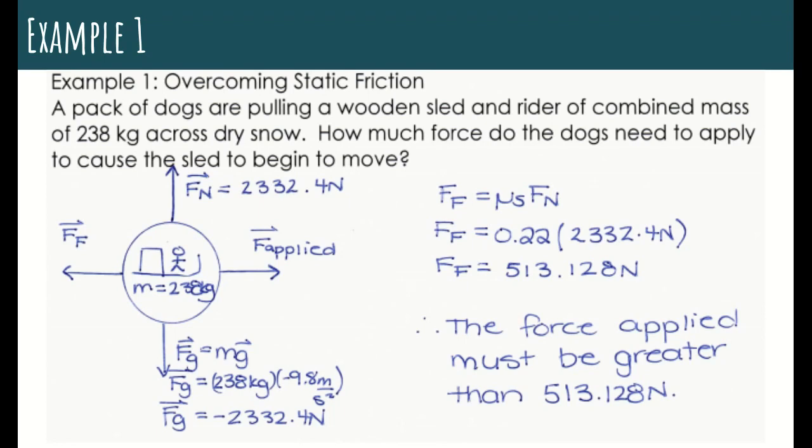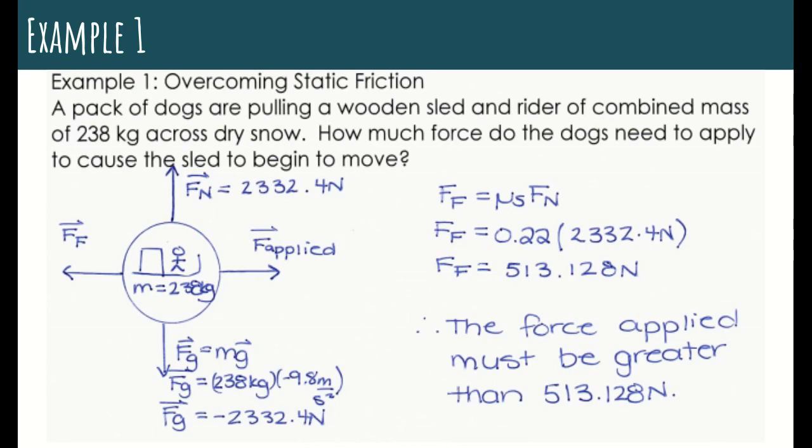We can then calculate the force of gravity. At the bottom there, it says Fg equals mg. So the force of gravity will just be the mass of the object times gravity. We find out that our force of gravity is going to be 2,332.4 newtons down. We know that the normal force will be equal but opposite to that, so your normal force is going to be 2,332.4 newtons up. Then we know we have applied force coming from the dogs pulling the sled, and then we have the force of friction balancing that back out.